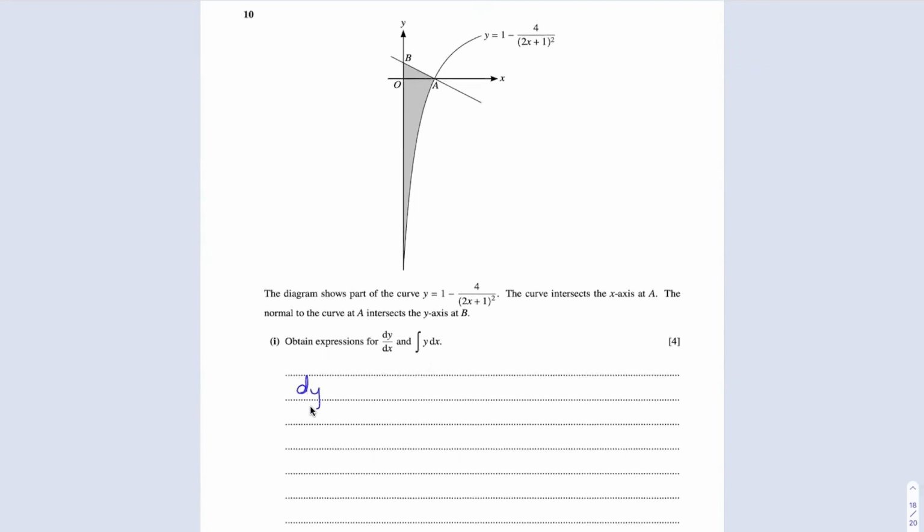So to find dy/dx, it is better to first bring the function (2x + 1) whole squared into the numerator, which will become -4(2x + 1) to the power -2. Now differentiating this, 1 will become 0, -2 times -4 will become +8, (2x + 1), and the power will decrease by 1, which will become -3. And as this is a 2x, this will multiply by 2, so the final answer will become 16 upon (2x + 1) whole cube.